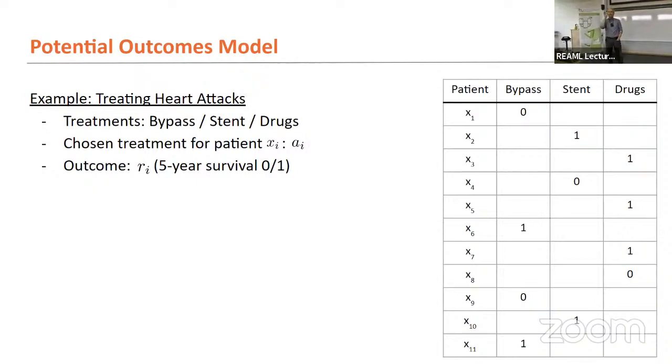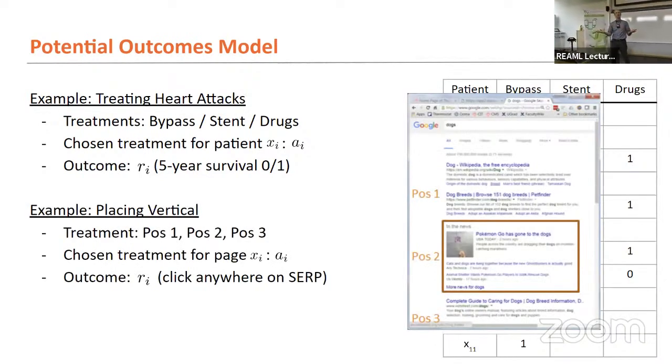The important thing is that this is very similar to what we would do in many of our online systems. Maybe you have a decision to make, there's a news box here. Should you put it in position 1, between the first and the second result, in position 2 between the second and the third, or in position 3? These are the three treatments that you can give. Then you can observe whether the user interacts anywhere on that page, and that's what you want to optimize. So structurally, the two problems are identical.